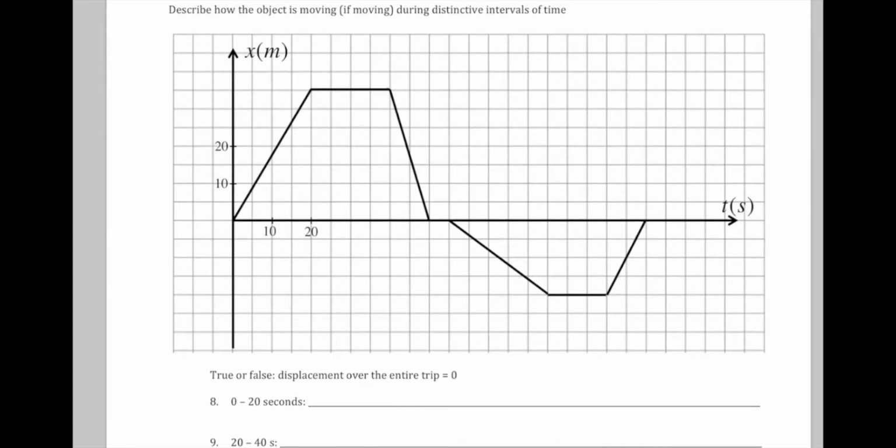Now let's look at the graph where we actually do have numbers. The first thing you ask yourself, what is this? This is x versus t, which means that this is position. It tells me how my position changes in time. So this will tell me about speed or velocity.